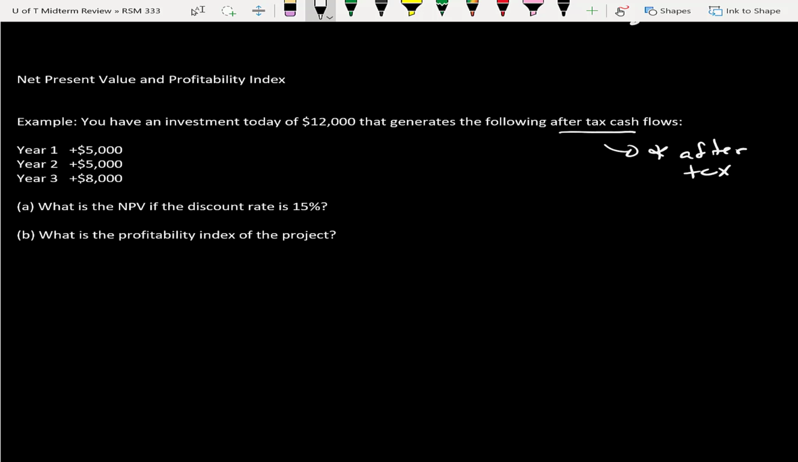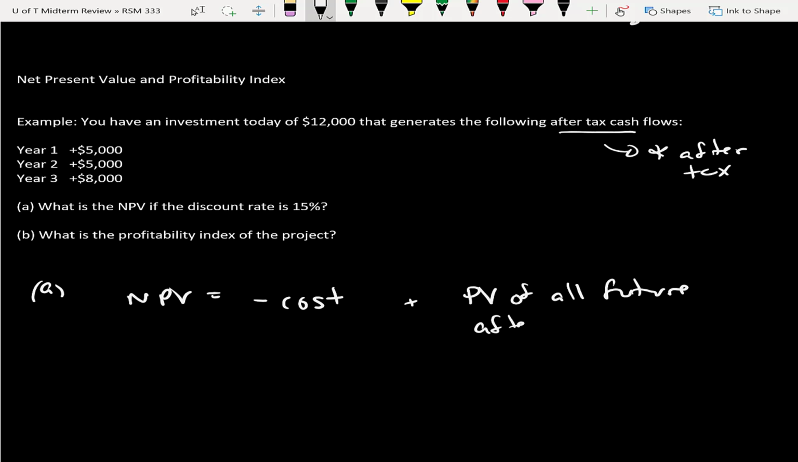Part A, what is the net present value if the discount rate is 15%? Part B, what's the profitability index? So let's do the net present value first. So the net present value is equal to, I'll say, negative cost, because that's a cash outflow today. We don't need to take a present value, plus the present value of all future after-tax cash flows.